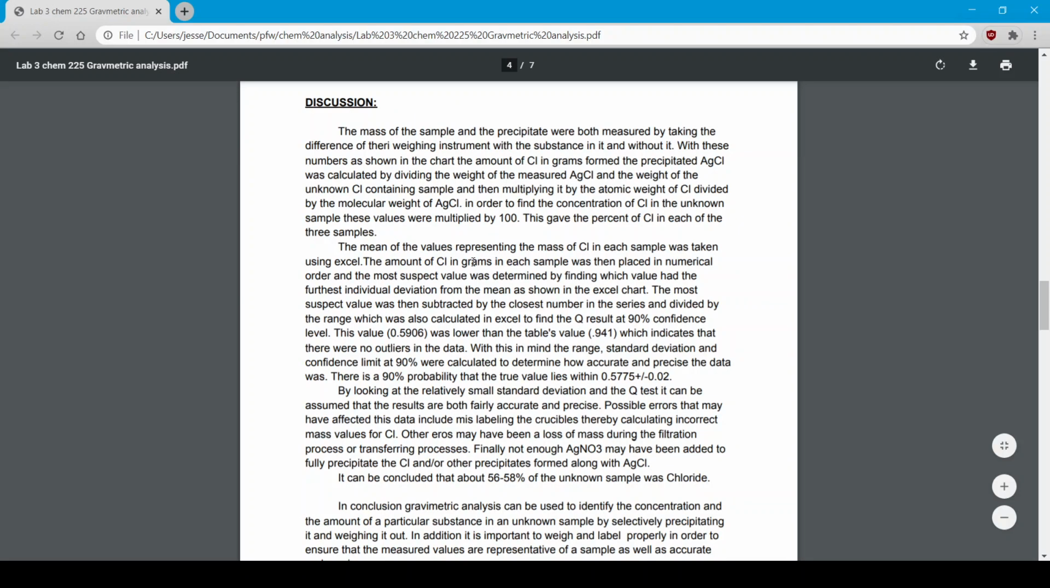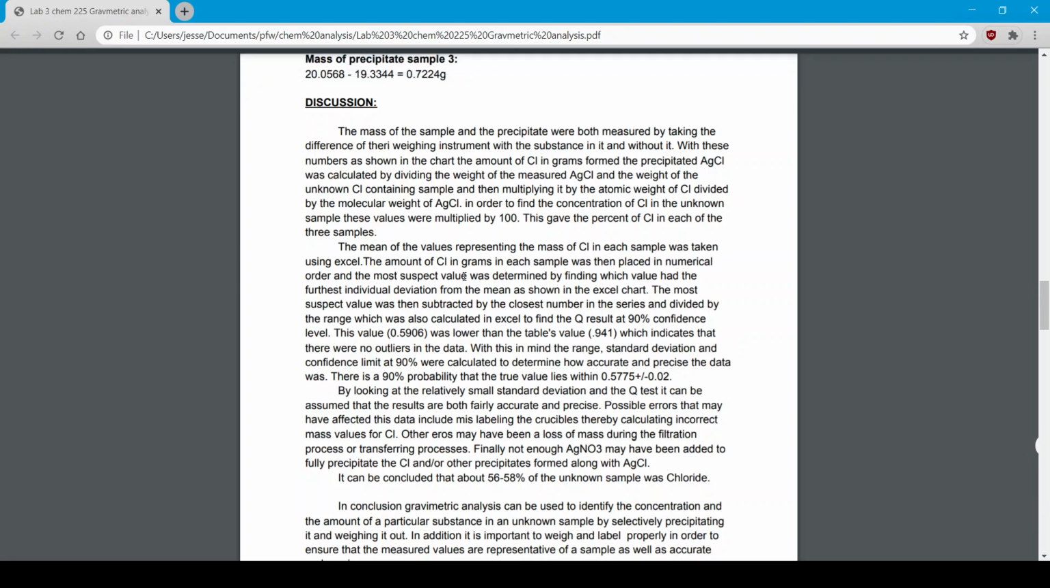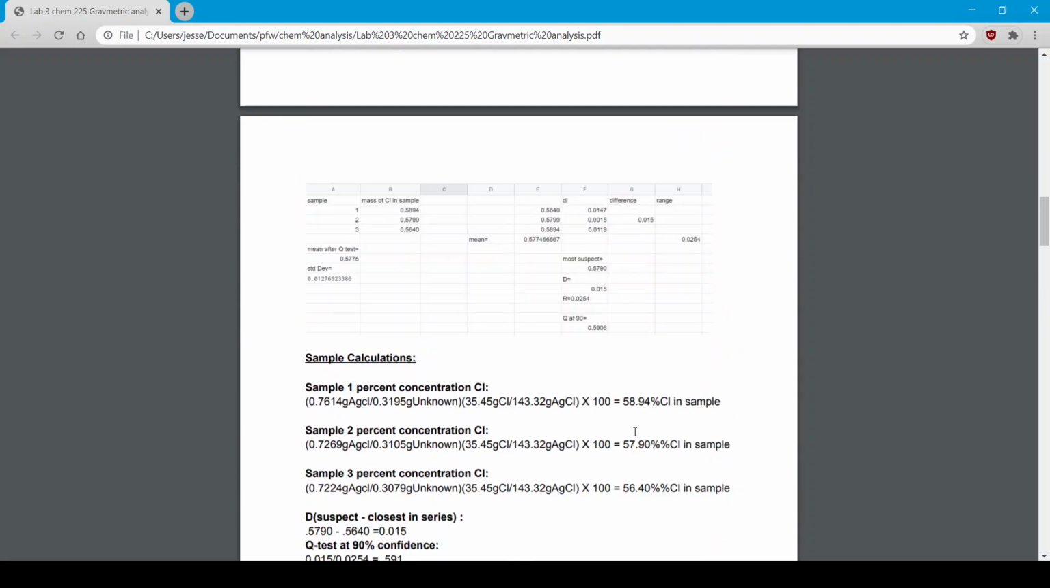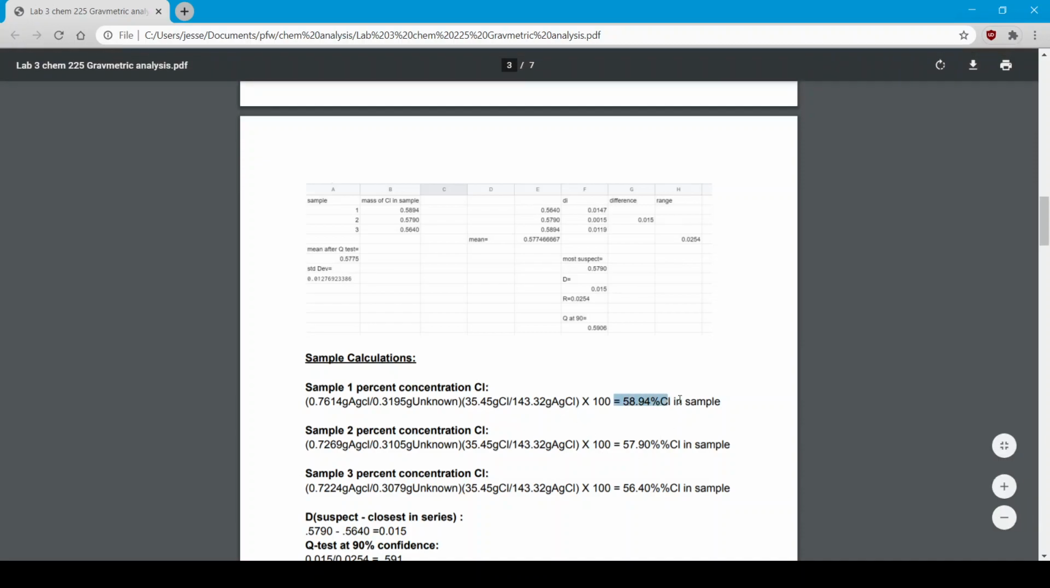any issues that could have happened, exactly how these values impacted the rest of your data. So if you had, let's say, 58.94% Cl in sample 1, and around that value in sample 2 and sample 3, in the discussion you want to talk about what that means. So in summation, you got around 57%.